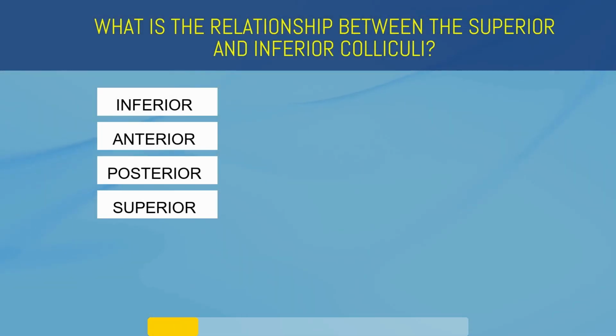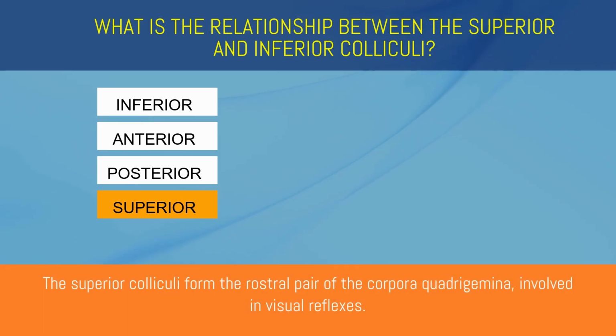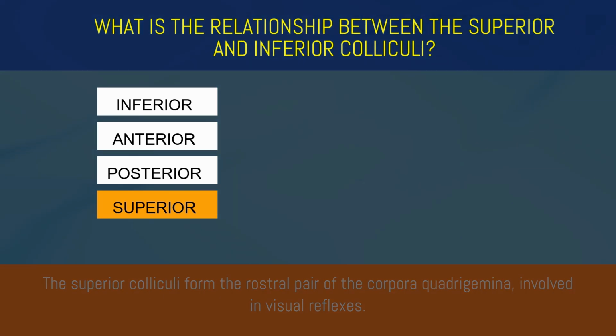What is the relationship between the superior and inferior colliculi? Inferior, anterior, posterior, or superior? Superior. The superior colliculi form the rostral pair of the corpora quadrigemina, involved in visual reflexes.